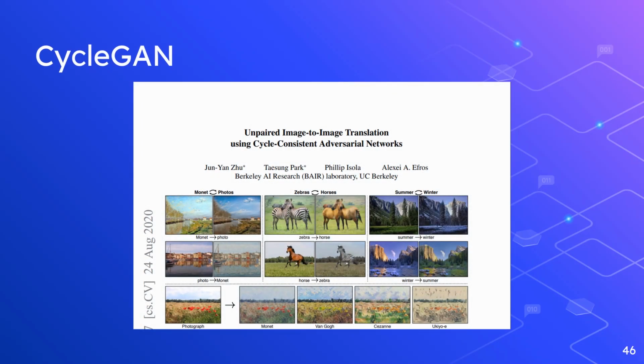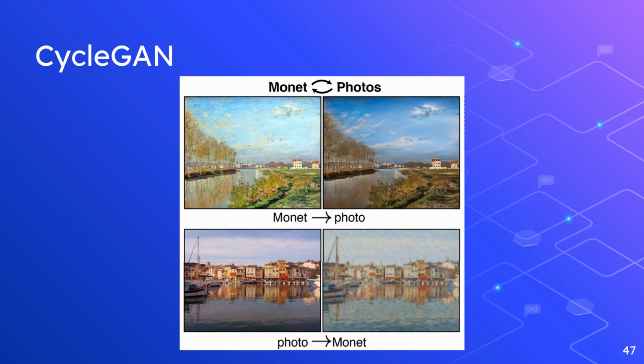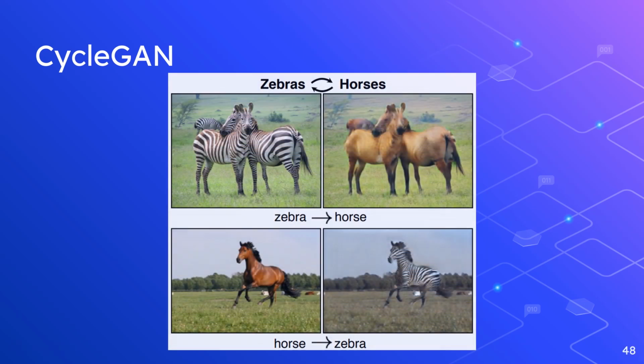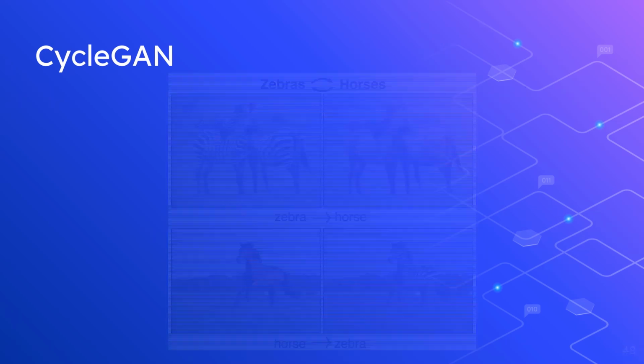CycleGANs originated in this paper by Berkeley AI Research, unpaired image-to-image translation using cycle-consistent adversarial networks. CycleGAN is used for image-to-image translation. As you can see in this example, we take a painting by the artist Monet and turn it into a regular real-life photo. We also do the inverse, take a real-life photo and turn it into a painting by Monet. In the other example, we take pictures of zebras and turn them into horses. And the inverse again, we take pictures of horses and turn them into zebras.